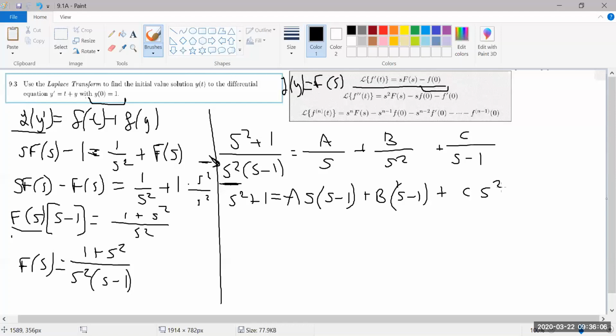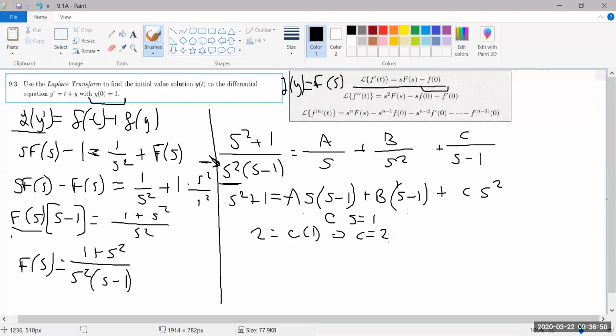Okay, now there's a couple ways you can do this. I'm going to evaluate our s term at different values in order to solve the equation for our A, B, C. So at s equals 1, our A goes to 0 and our B goes to 0, so we can easily solve for our C. So at s equals 1, we get 2, so 1 squared plus 1 equals A goes to 0, B goes to 0, equals C, and then times 1. So we get that our C equals 2.